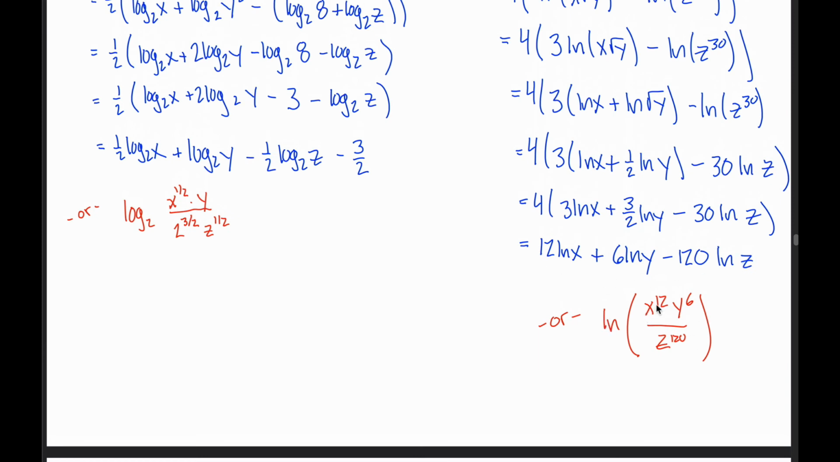The natural log of x to the 12th, there's the natural log, there's the x, there's the 12 after I use my third log rule. The natural log of y to the 6th, there's the natural log of y, there's the 6. And then the z to the 120th power in the denominator turns into this term. There's the 120, that's the exponent, minus because it's down in the denominator.